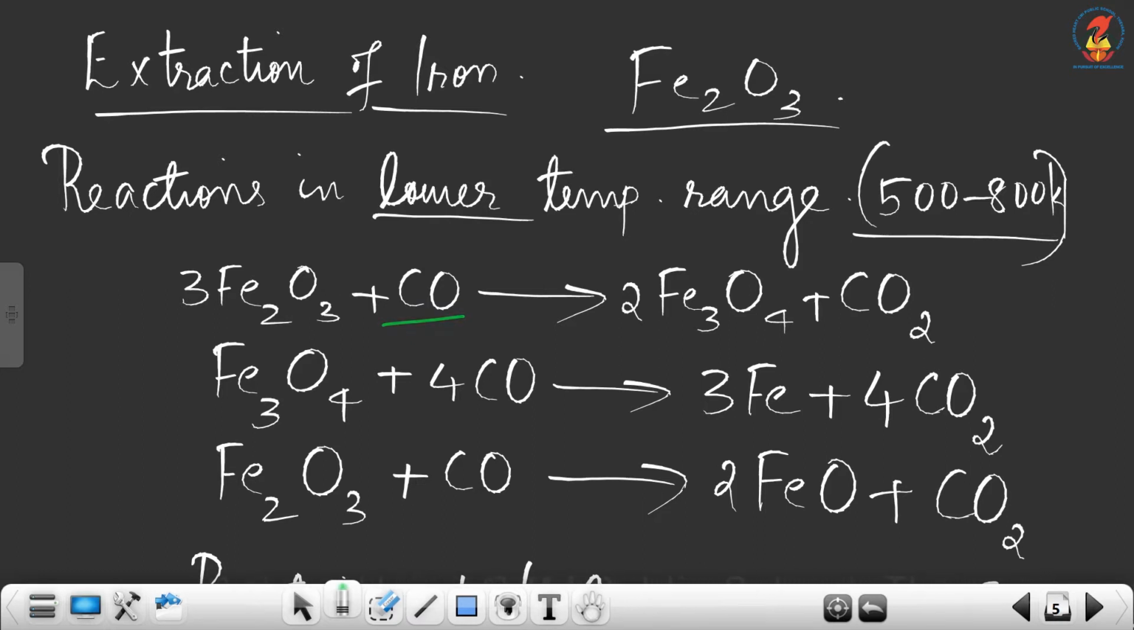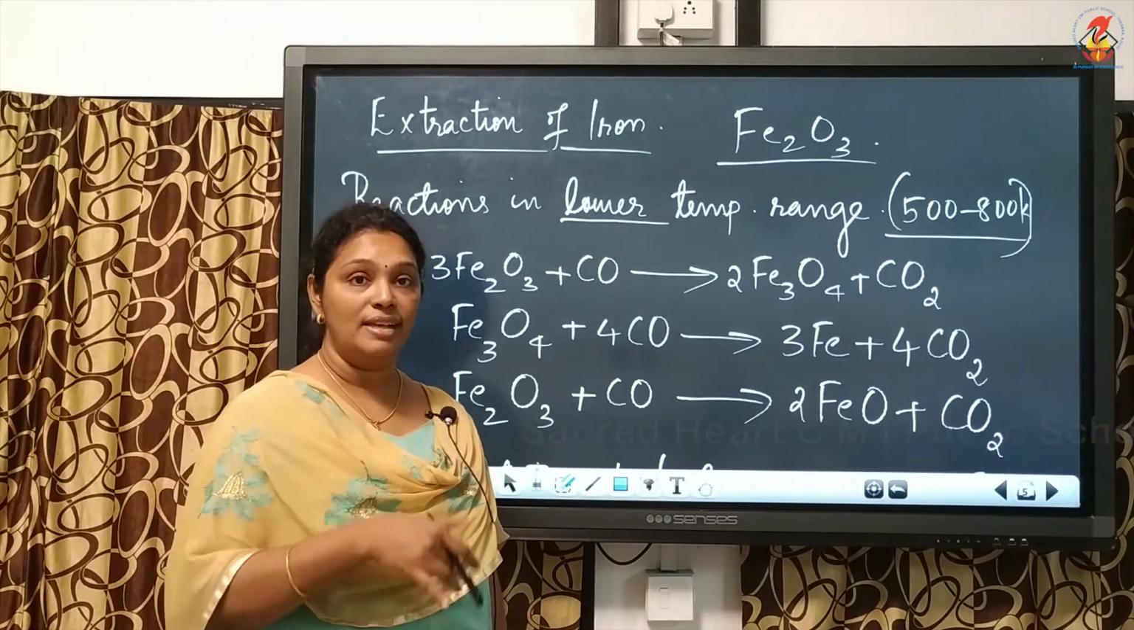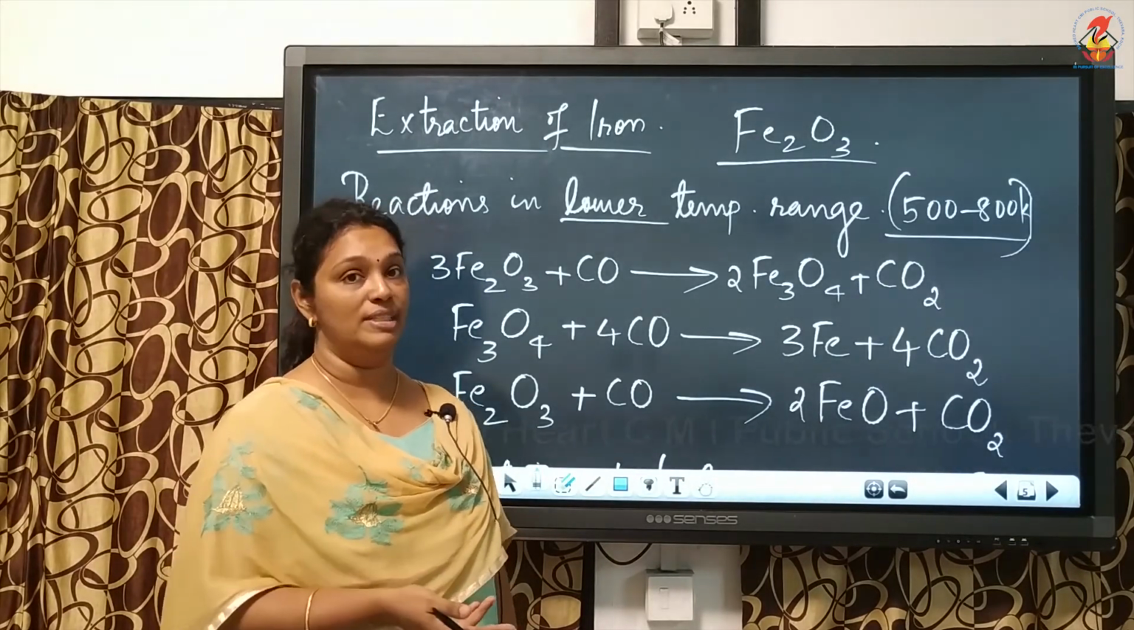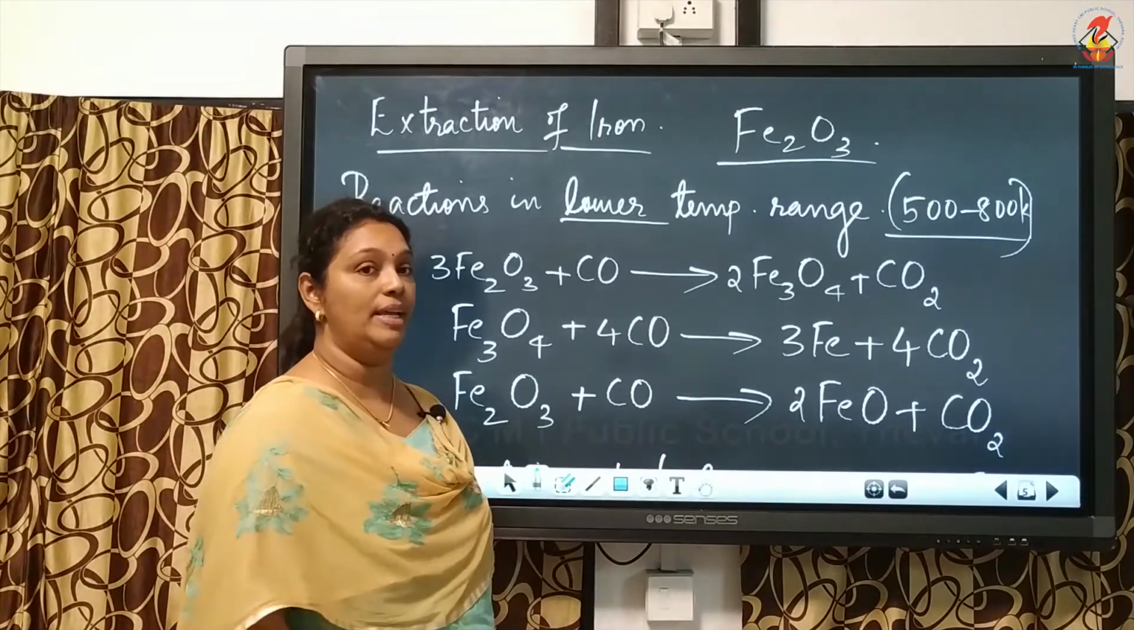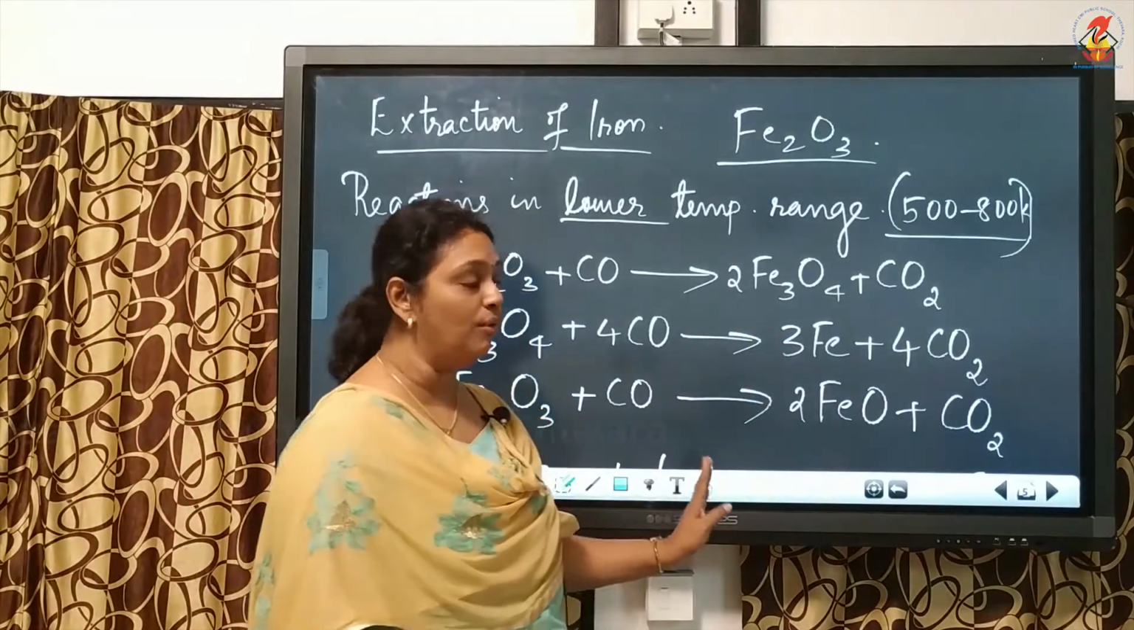So, we know that in lower temperature range carbon monoxide acts as a good reducing agent. So, Fe2O3 is added into the blast furnace, it gets reduced to Fe3O4. Now, Fe3O4 will again get reduced, then to FeO. So, these are the different reactions taking place in the lower temperature range inside the blast furnace. That is, the reduction of iron oxide into different oxides takes place, and that is done with the help of carbon monoxide as reducing agent. So, these are the 3 reactions taking place in the lower temperature range. Here we get iron oxide FeO, Fe3O4, etc.